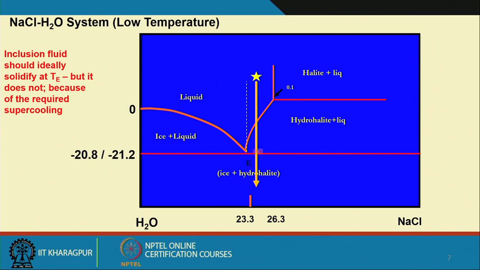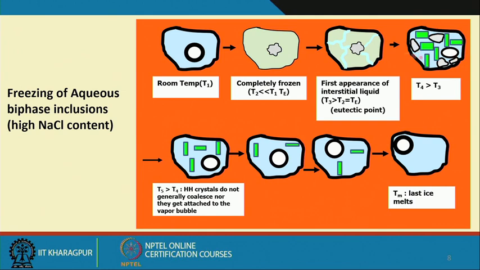Then at the eutectic temperature all the ice will melt, and on further warming the solution will become more and more enriched with respect to hydrohalite, and the last solid which will be melting will be hydrohalite in place of ice, since it is the sodium chloride rich part of the binary. So, the last solid that will be melting is hydrohalite. It has been described in a little exaggerated manner.